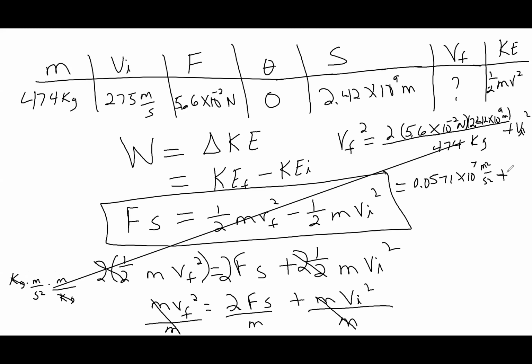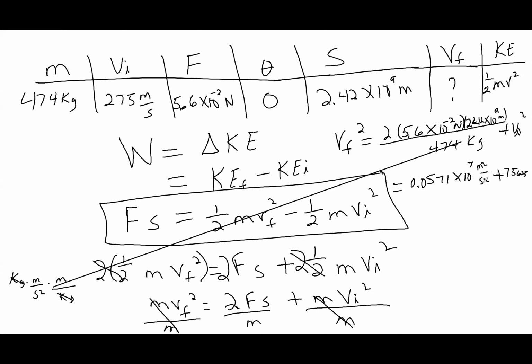Now I have V initial, which is here, 275, and I square that. So now I have 75625. And of course, that is meters squared per second squared. Okay, now I need to add these two together.